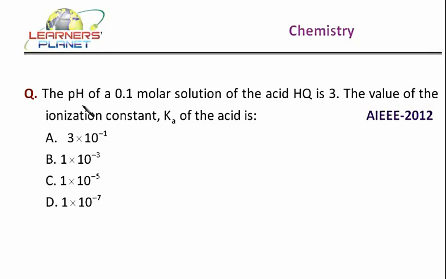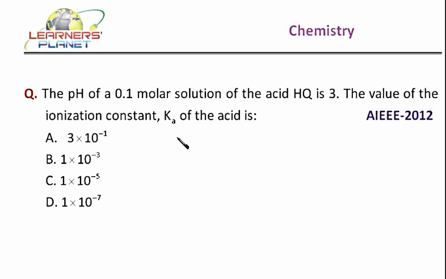Yeah, this question: the pH of a 0.1 molar solution of an acid is 3. The value of the ionization constant Ka of the acid is... So it's a question from ionic equilibrium. Now what is asked? The ionization constant Ka value.